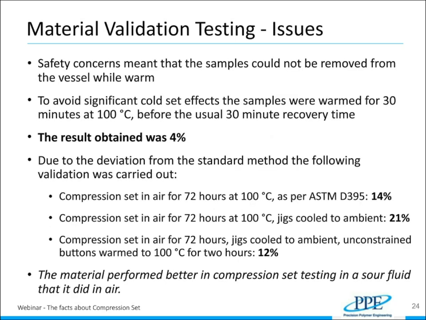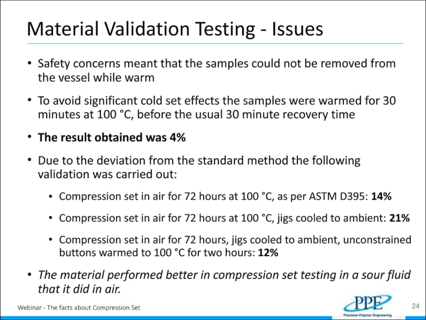However, the test method requires that you pull these samples out at the test temperature, disassemble the jig, and then carry out your measurements. However, safety concerns meant that it wasn't possible to take these jigs out at the test temperature. You had to allow the vessels to come down to room temperature before we were able to disassemble the jigs and carry out our measurements. So what we wanted to do was avoid any sort of cold set effects. So we warmed the samples for 30 minutes back at the test temperature before removing them from the oven, allowing the usual 30-minute recovery time.